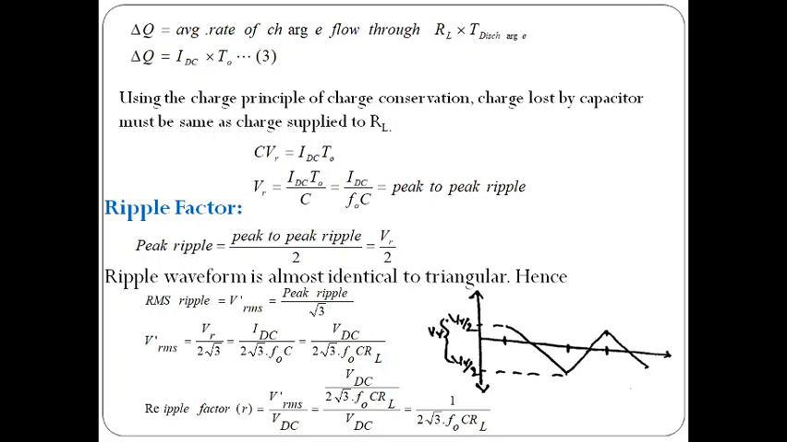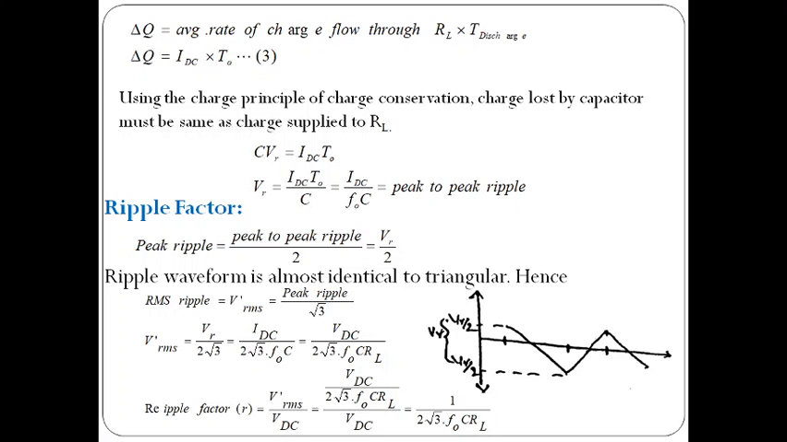From that we can write ripple voltage VR equals IDC T naught by C. We know T naught equals 1 by F naught, so we can write VR equals IDC by F naught into C. This is the peak to peak ripple voltage.